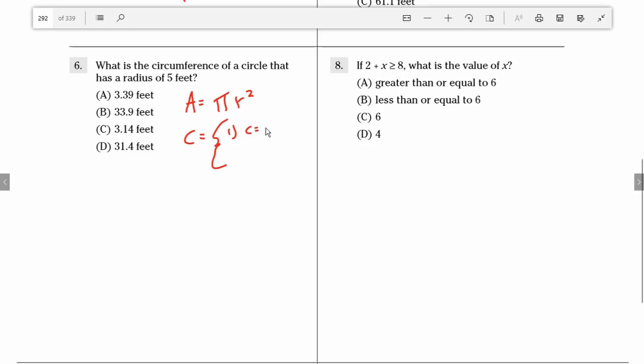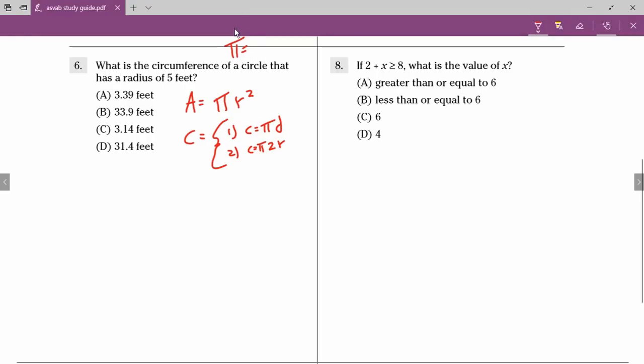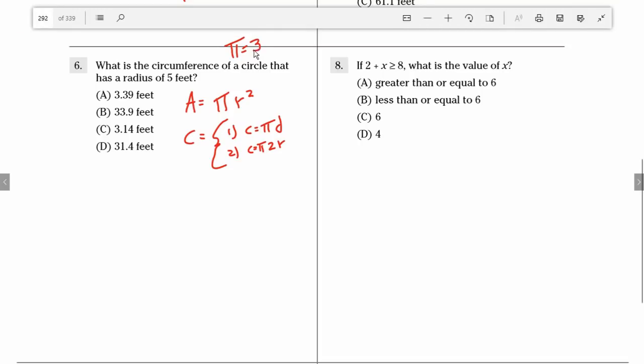Circumference equals pi times diameter. The second one is this: circumference equals pi times 2 times the radius. Okay? As long as you can keep these two formulas straight, you should get these questions pretty easily. What's more, you want to pay attention to what pi is going to be equal to. Again, you're not allowed to use a calculator, so you're going to have to use pi as 3.14. Okay?